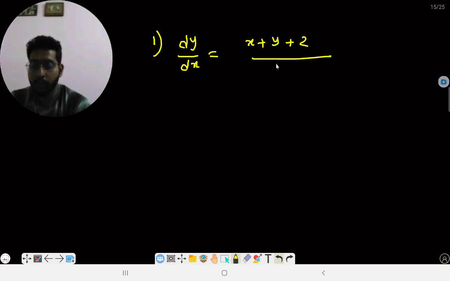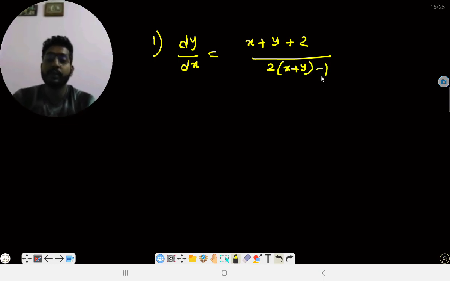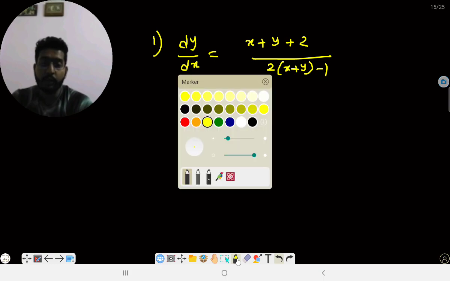It is given like this: dy/dx = (x + y + 2)/(2(x + y) - 1). Whatever problems we solve, these were asked in the boards. This was asked in the ISC board. So how do we solve this one?